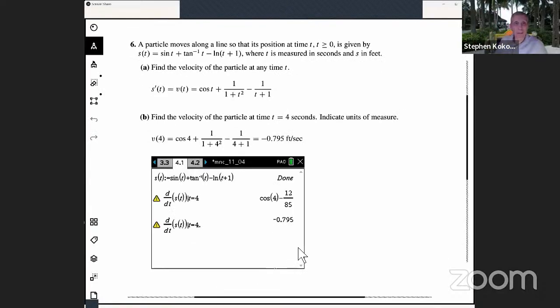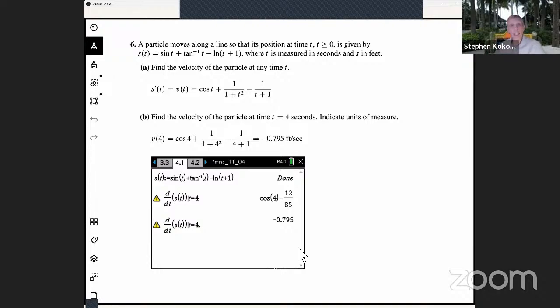All right, let's at least start this one if we can. Let's try a particle motion problem. This is technology active, so maybe Tom can end up doing a little bit with technology here. A particle moves along a horizontal line so that its position at time t greater than 0 is given by that expression. Holy Toledo. It's got a trig function, an inverse trig function, and a log function. T is measured in seconds, s in feet. Find the velocity of the particle at any time t.